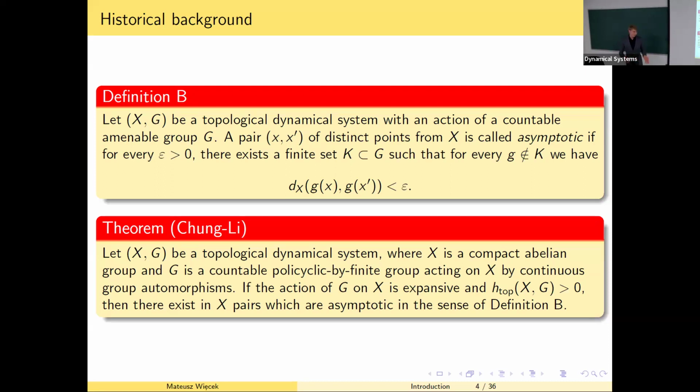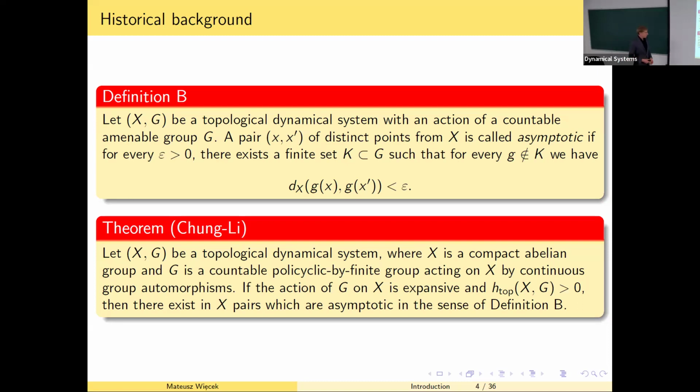Yeah, and maybe it's worth pointing out that in 2019, Downarowicz slightly generalized this theorem because he replaced these assumptions about the space X and this group that is polycyclic by finite by a condition that this dynamical system must satisfy, a so-called pseudo-orbit trace property. And later, Barbieri, Garcia, and Lee generalized it even further, replacing the condition about the pseudo-orbit trace property with the strong topological Markov property. But it is maybe not as important in case of our talk.